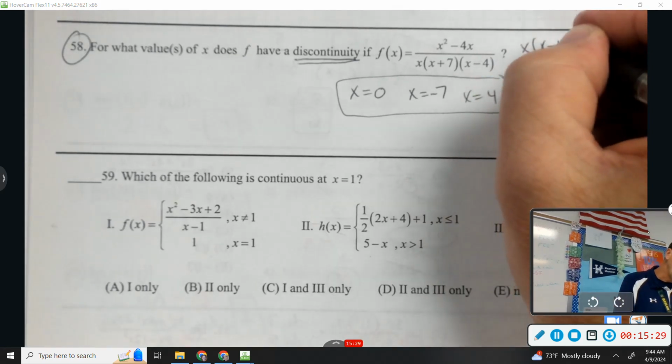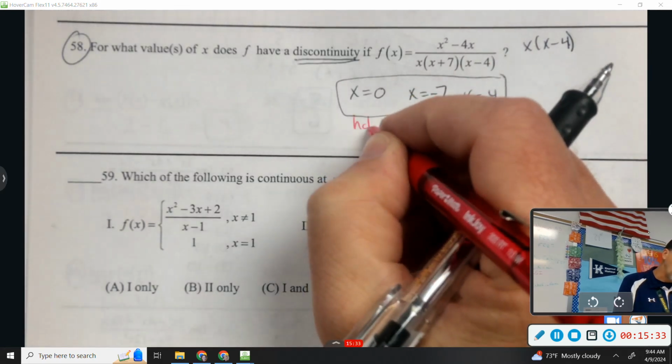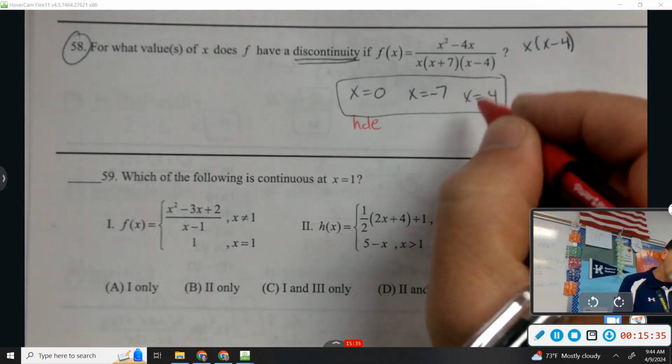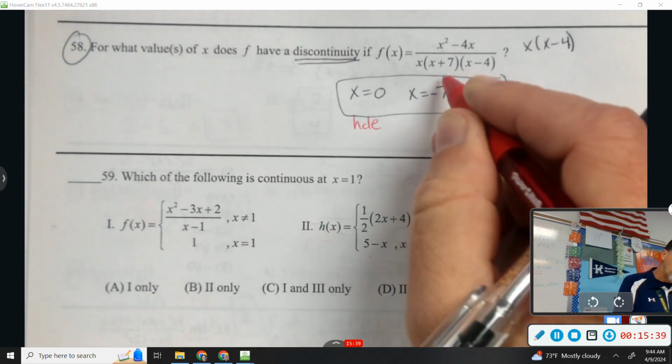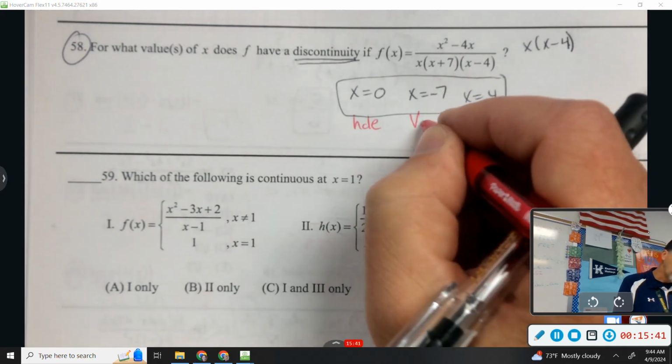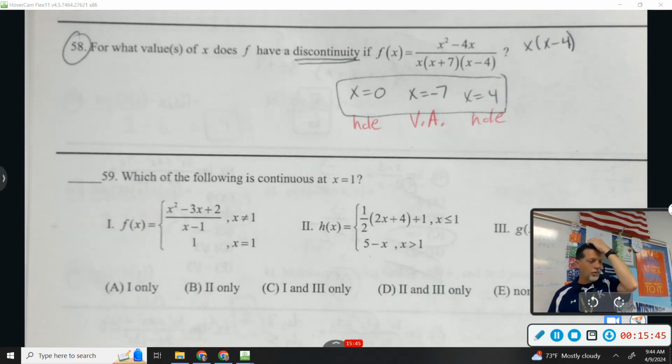It could have asked more, right? The x's cancel, so that means there's a hole at 0. X minus 4's cancel, so that means there's a hole at x equals 4. X plus 7 is still stuck there, so that's a vertical asymptote. But it did not ask for those, so I did not need to do that. All I had to do was look at the denominators.